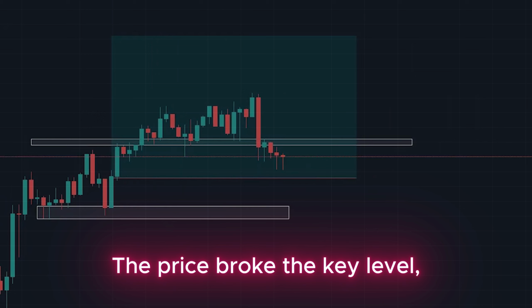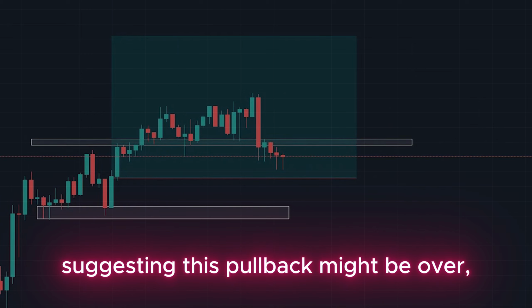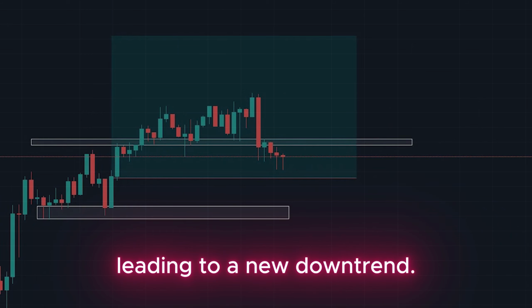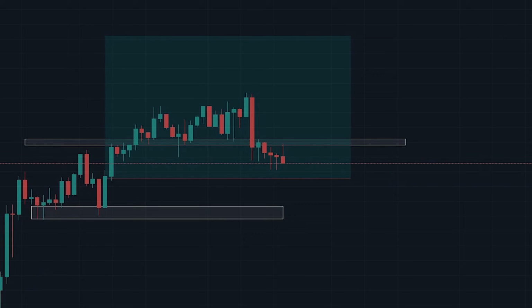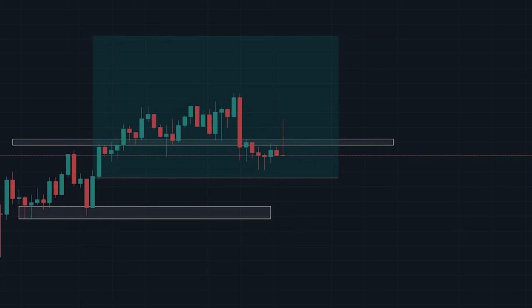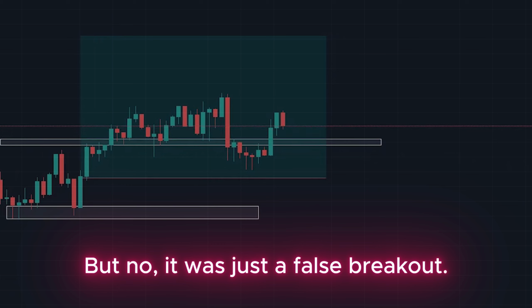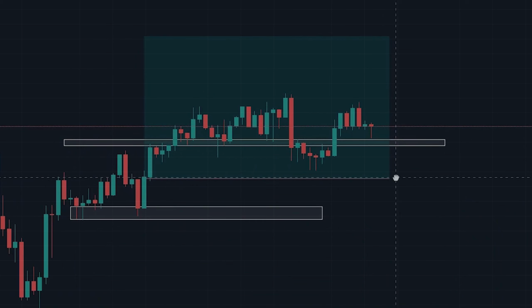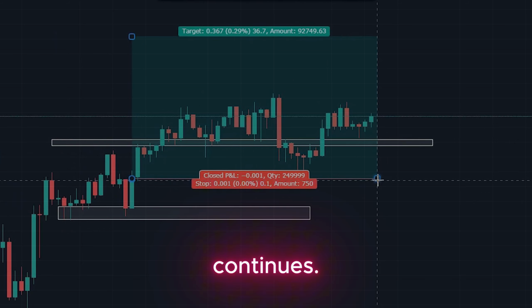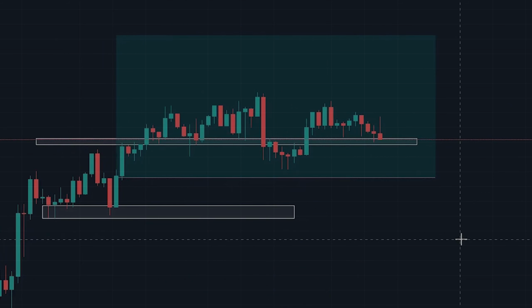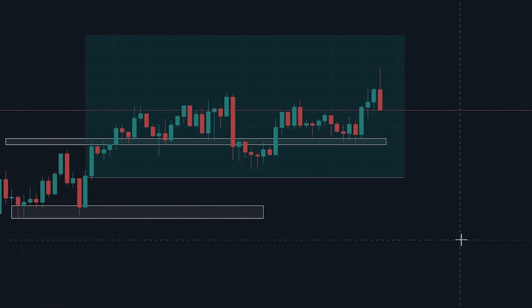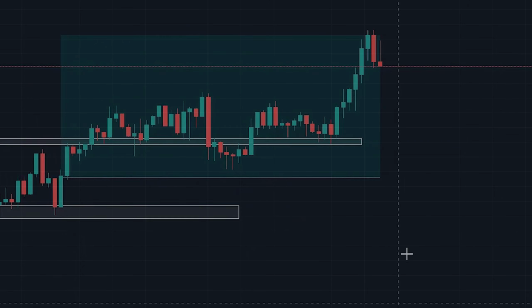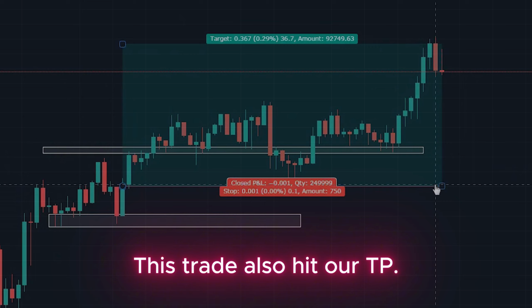The price broke the key level, suggesting this pullback might be over, leading to a new downtrend. But no, it was just a false breakout. The uptrend continues. This trade also hit our TP.